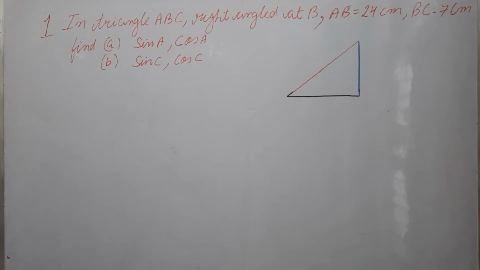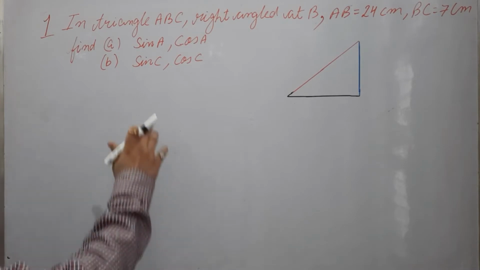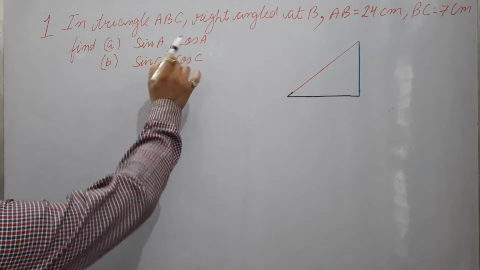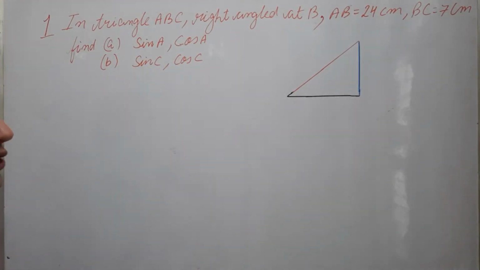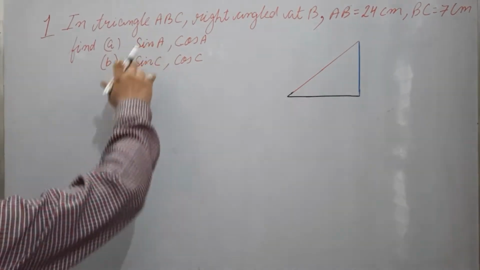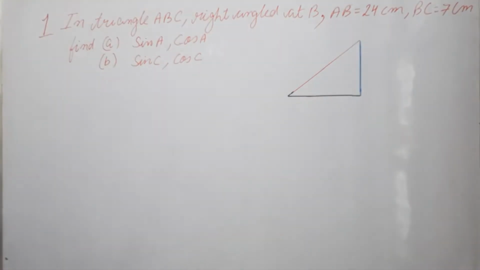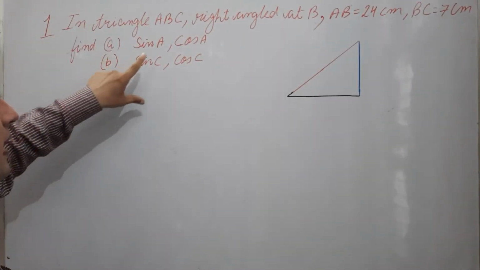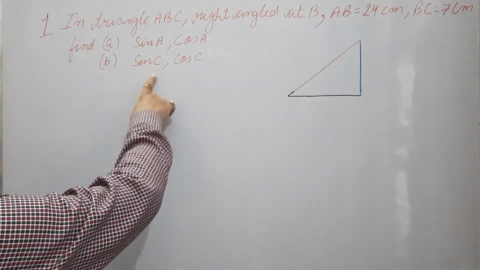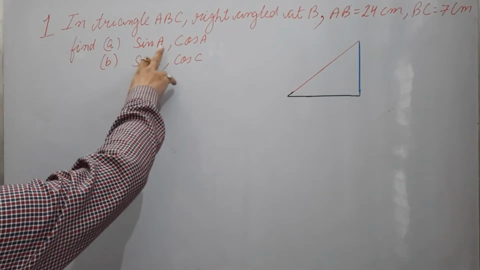To solve this question, you should remember the ratio of the sides for sine of angle A and for cosine of angle A. You should know the ratio between the sides. So first of all, draw a right triangle ABC in which A and C are its acute angles, because the ratios are defined for A and C.